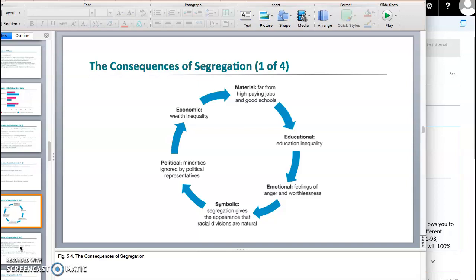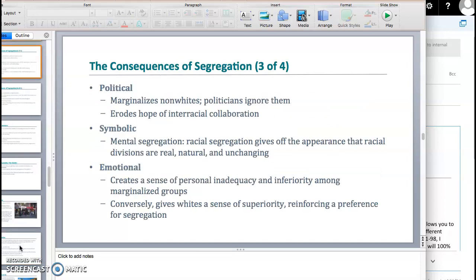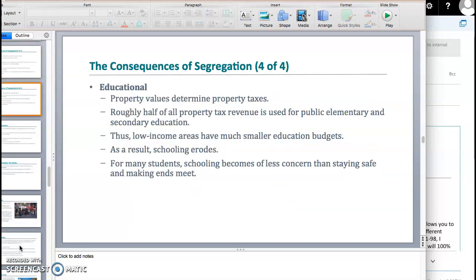Economically, we have wealth inequity and material distance from high paying jobs, and it is a vicious circle. The mortgages in different areas are inflated to live in a neighborhood in order to keep it that way, so different human beings, black and brown, wouldn't come in. This is still a problem we have today, very much so. And it goes along with redlining.